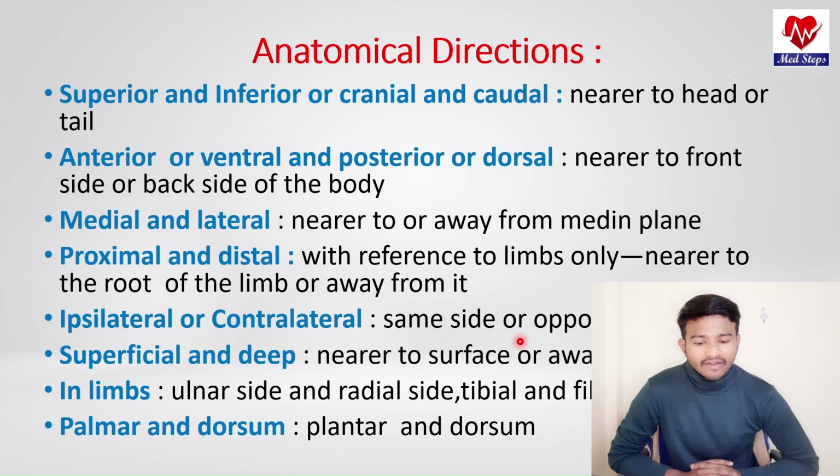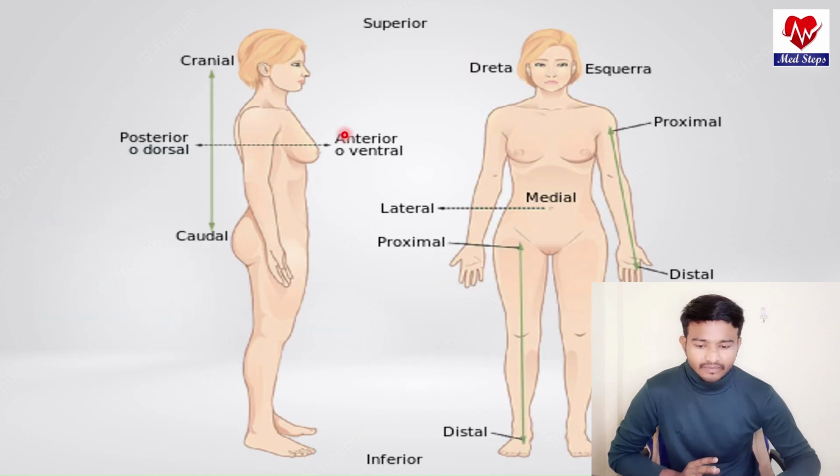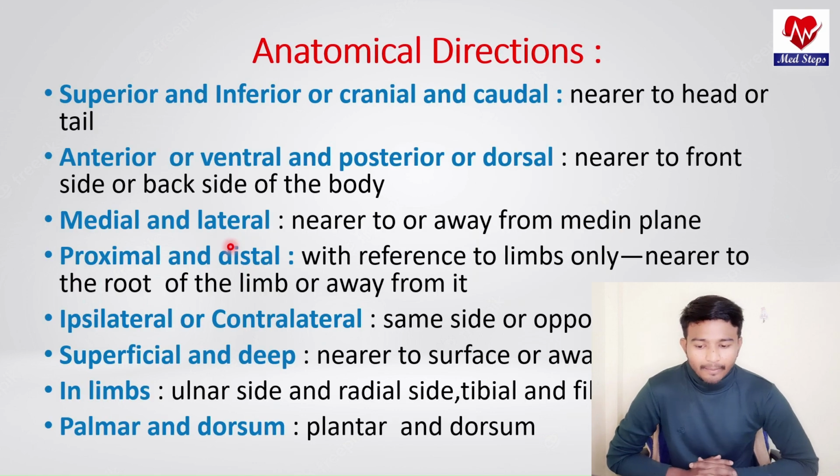Next, anterior or ventral and posterior or dorsal, nearer to the front side or back side of the body. If you see this image, this front part we call the anterior part. Anterior part and ventral part are both the same. If you see the back part, this is the posterior part. Posterior or dorsal, both are the same. This cranial part we call the superior part. This caudal part we call the inferior part.